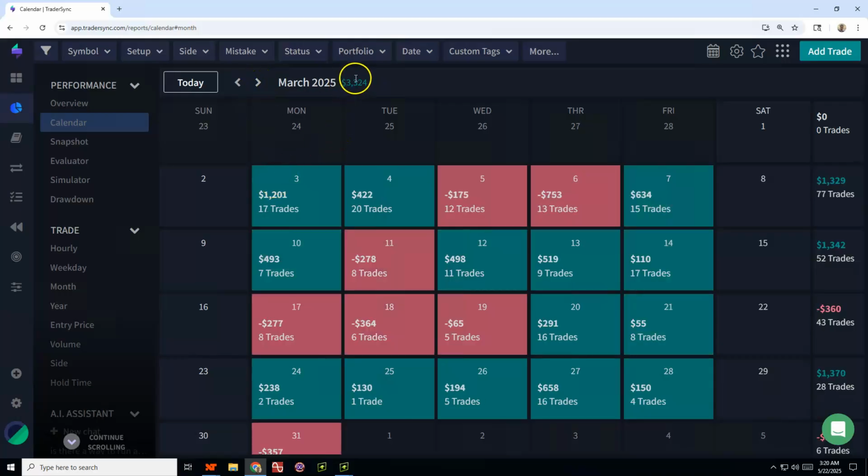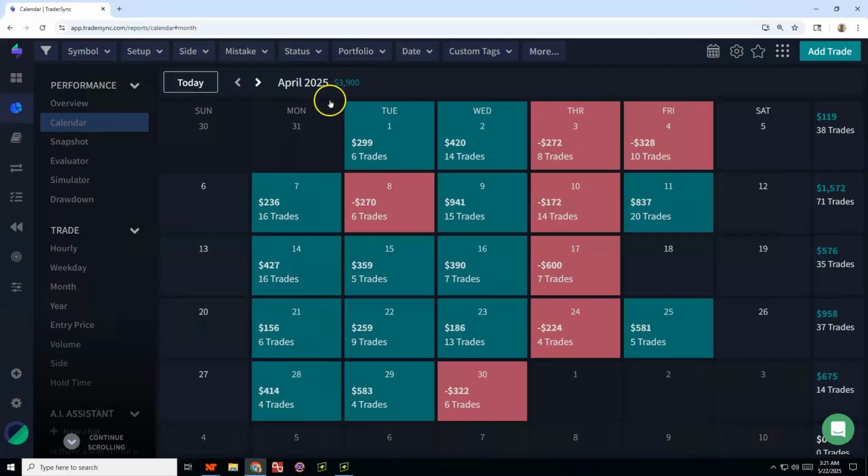March ends up with 3,300. There's another $1,200 day, 17 trades. That's a lot of trades. 20 trades. And this is when our opening ranges are starting to get a lot bigger. This is January, February, March. Yeah, trade wars in full effect. Things are crazy.